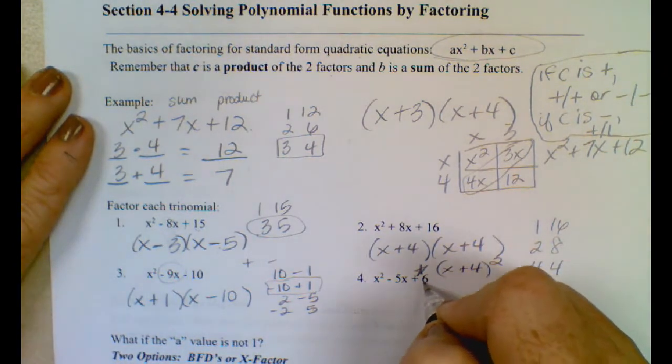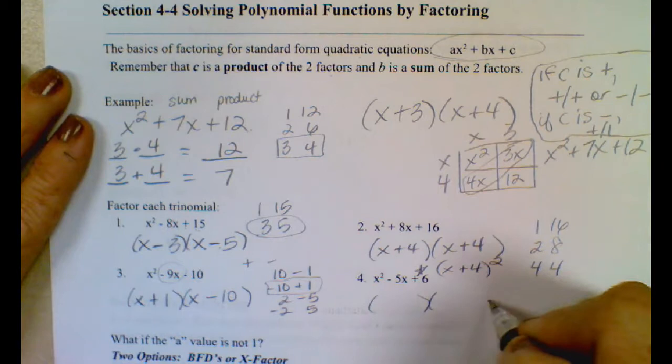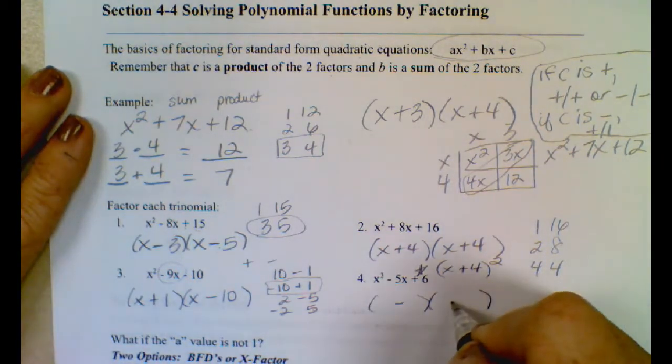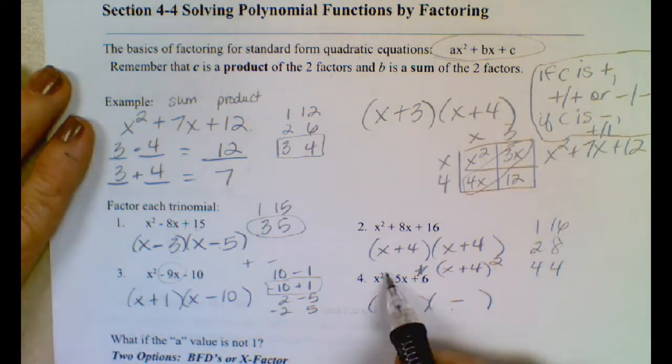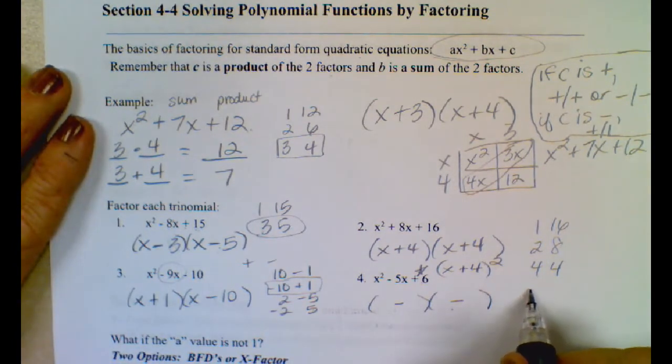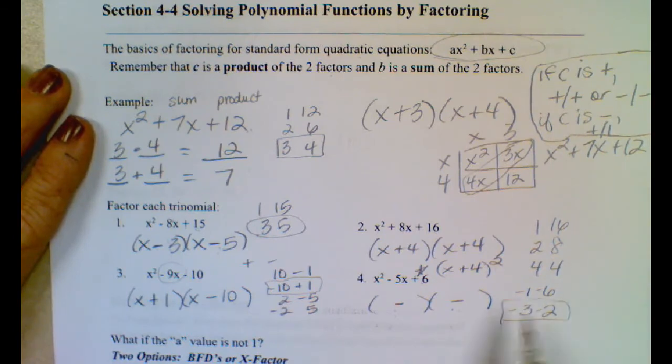Okay, last one. I have positive 6, but my middle term is negative, which means both of my terms need to be negative. A negative times a negative again is a positive. Negative plus a negative is a negative. So my only options are 1 and 6 and 3 and 2, and those are all negative, and the only one that totals -5 would be -3 and -2.